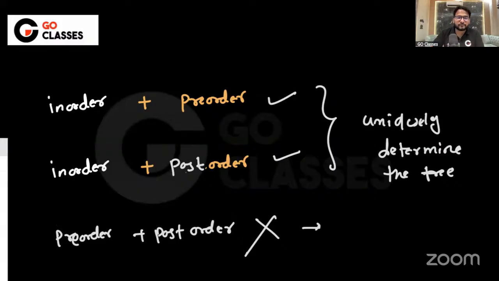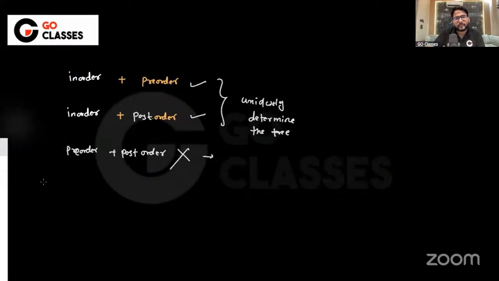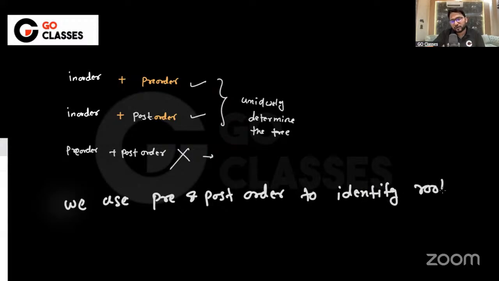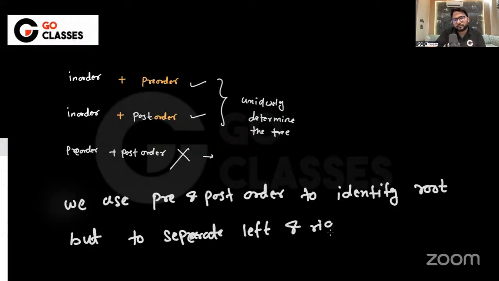So you can write like this, that pre and post order we use to identify the root, but to separate left and right we need in-order.